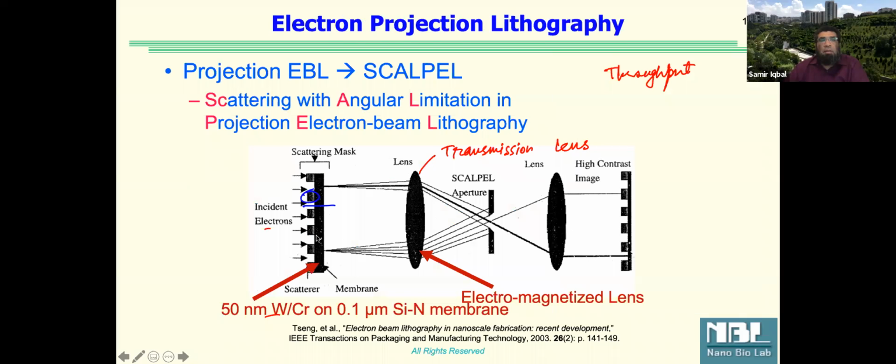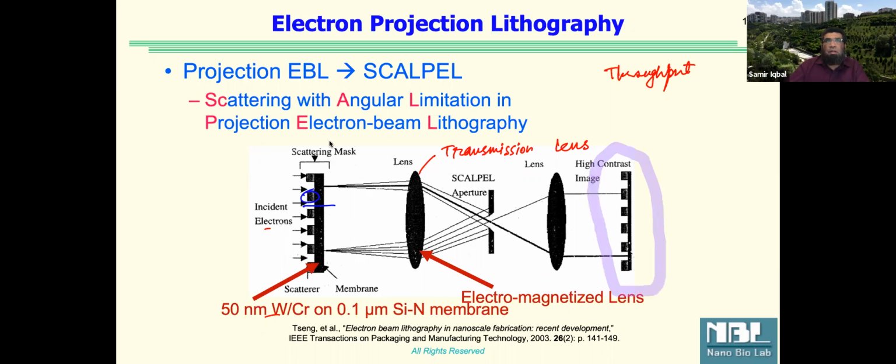And this is what I was saying, SCALPEL. So instead of using one electron beam, what they came up with name scattering with angular limitation and projection electron beam lithography, a big name. But the idea is that instead of using one beam to write, they again through a diffused beam, a bigger beam, and then you use kind of a mask which has some parts where it would stop the beam from going through and some part where it will let the beam go through. And once you get to the surface, it is shown on the right hand side, you would get that image transferred on the surface of the wafer.